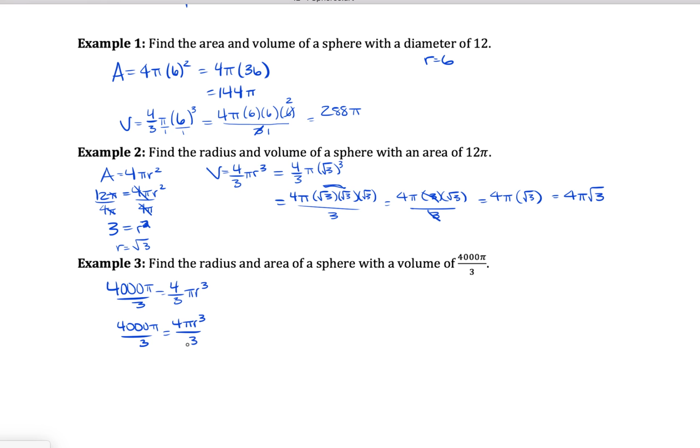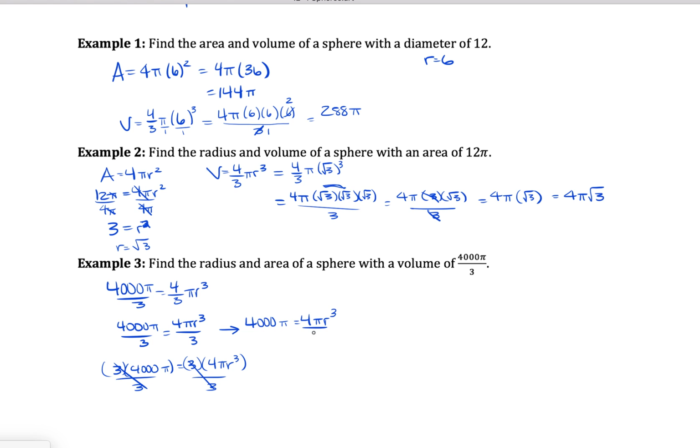And if these two fractions, which are both over 3, are going to be equal to each other, then it would have to be that the numerators are equal to each other. So this would indicate that 4,000 pi is equal to 4 pi r cubed. Now if you didn't see that, what you could do right here is cross multiply. So you could do the 3 times the 4,000 pi, and that would equal the 3 times the 4 pi r cubed. But then you'll notice if I just divide both sides by 3, those 3's are going to cancel out, leaving me with 4,000 pi equals 4 pi r cubed.